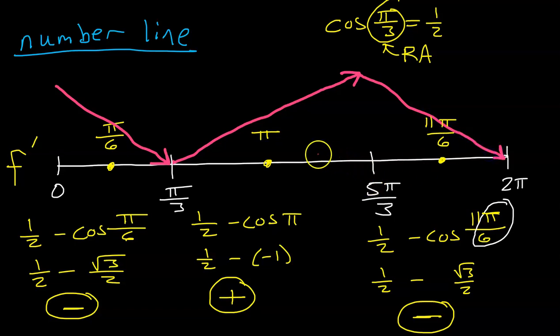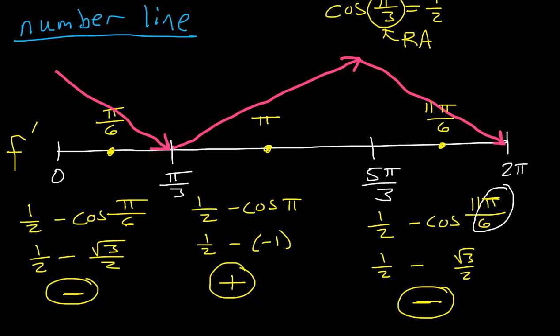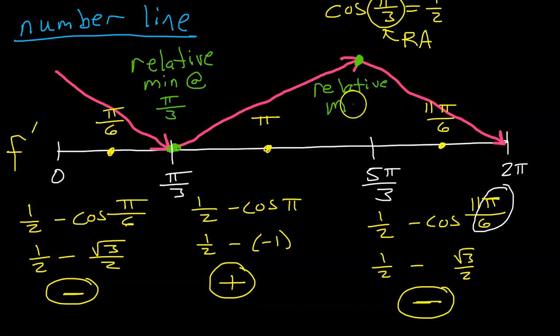And that is enough to tell us that we have a relative minimum at pi over 3, and we have a relative maximum at 5 pi over 3. Okay, so let's just write that down. We have a relative min at pi over 3, and we have a relative max at 5 pi over 3.